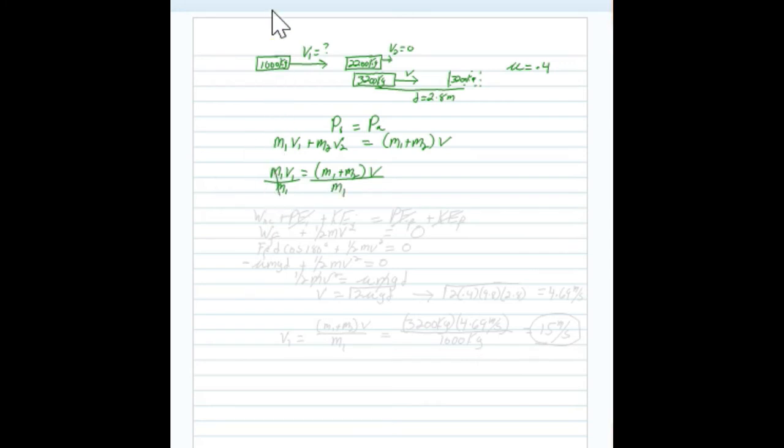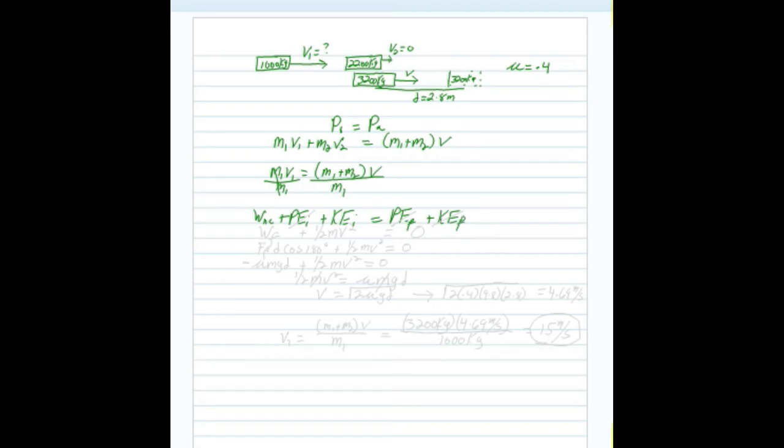And now I have an expression for V1. The problem is, I don't know what that V is. V is the speed of the two cars, their mutual speed after the collision, and I can't find that yet. I need to use conservation of energy for that. So I'm going to write out the law of conservation of energy: work non-conservative plus PE initial plus KE initial equals PE final plus KE final.